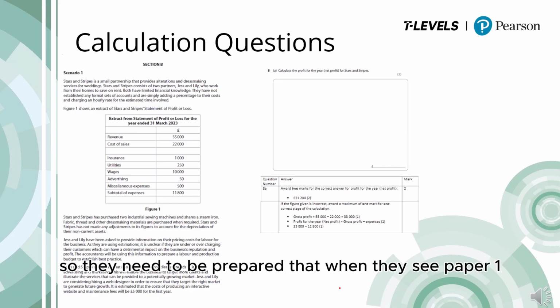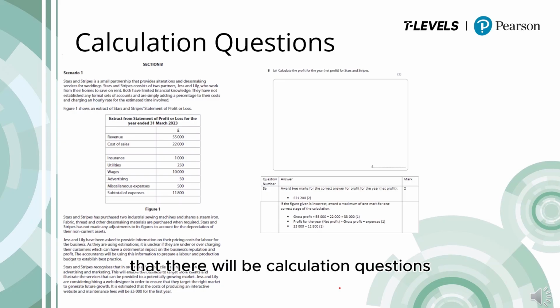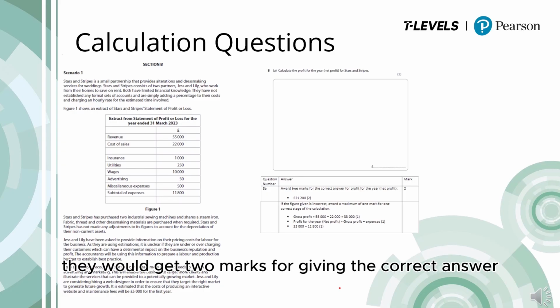So they need to be prepared that when they see paper 1, there will be calculation questions that they will need to undertake. They'll be given some stimulus material, as you can see here with the scenario. And in this instance, they're being asked to calculate the profit for the year. So they'd use the information from the extract or from the case study, the stimulus material, and then they would undertake that activity. Now, these are points based, so for this one, these are 2 markers, so they would get 2 marks for giving the correct answer.